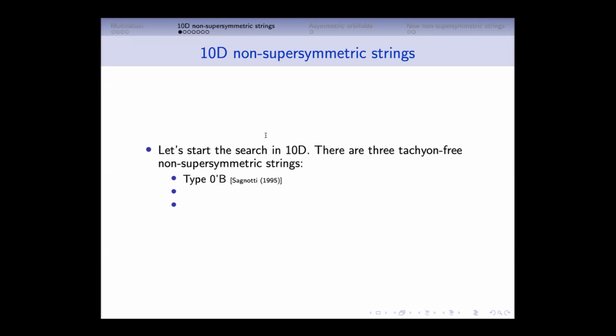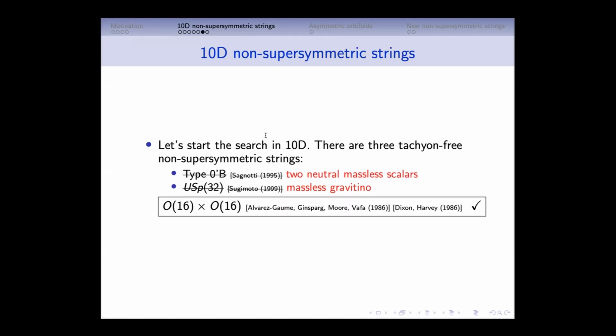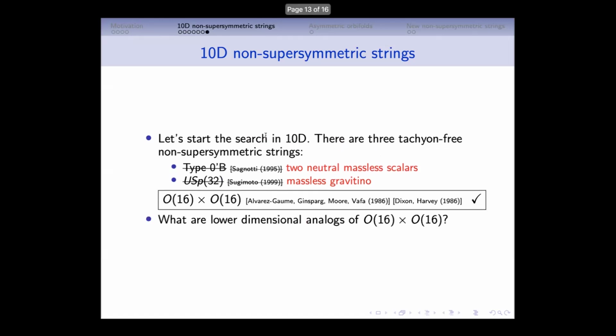First, you have the type 0'B, but it turns out that there are 2 neutral massless scalars, so not exactly what we're looking for. Then we have the USp(32). This time there's a massless gravitino that couples to non-supersymmetric matter, so again, not quite what we're looking for. And lastly, we have the O(16)×O(16) heterotic string, and it turns out that this fits our criteria.